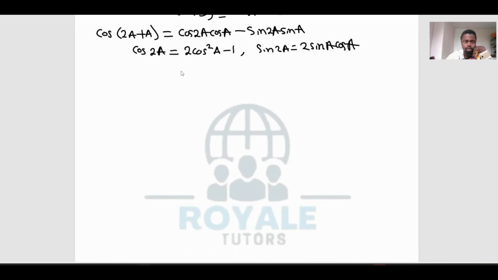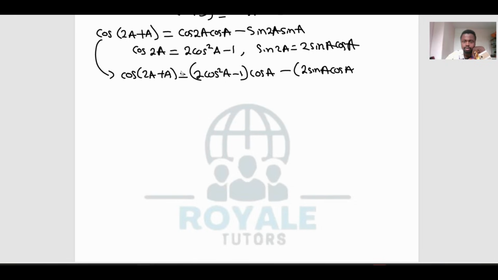So this is going to be 2 cos squared a minus 1, times cos a, minus, then my sine 2a, I change it to 2 sine a cos a, times sine a. So if you open the bracket here, you're going to have 2 cos cube a minus cos a. That is cos a multiplies 2 cos squared a, that's 2 cos cube a. Cos a multiply 1, that's cos a. Minus, then sine multiply sine to have 2 sine squared a cos a.